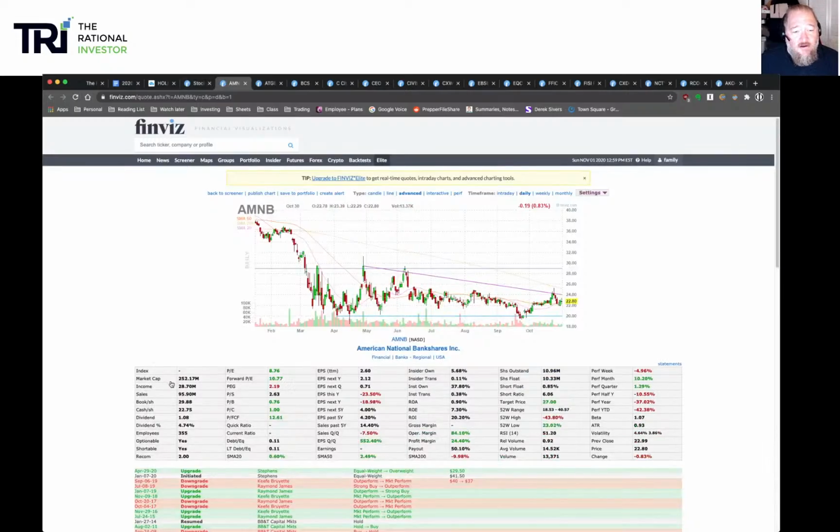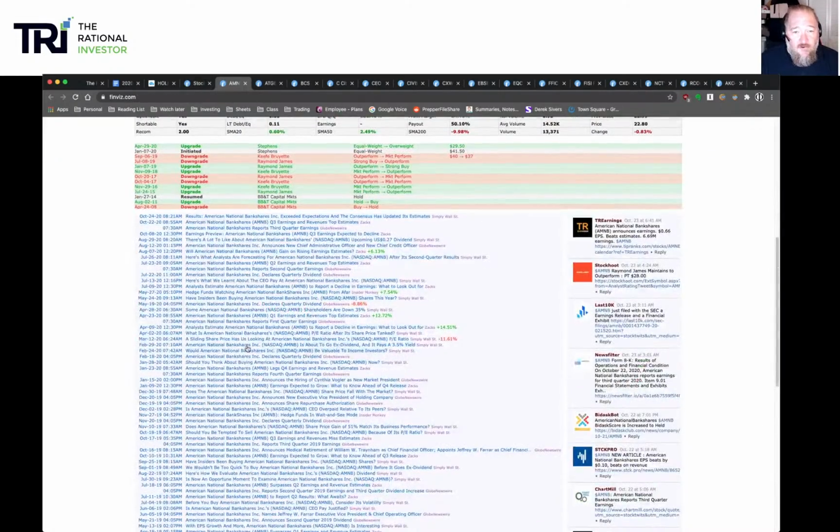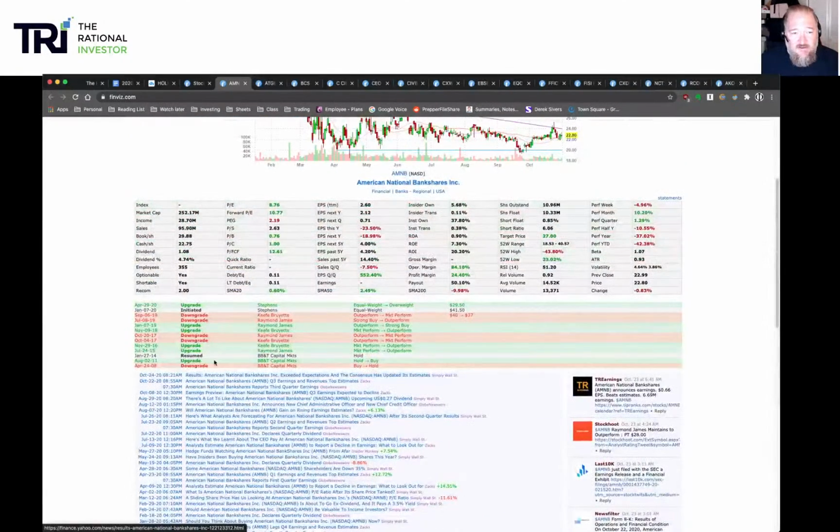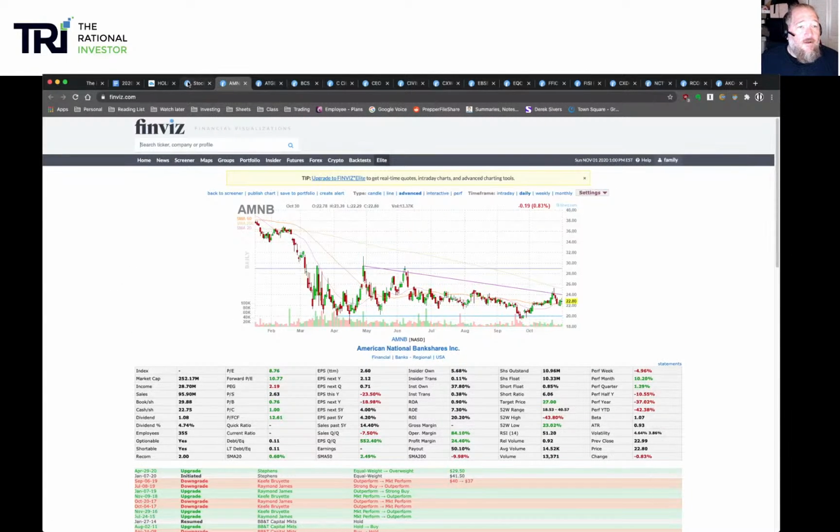Then I'll come in here. I'll look for the news for each of these things, right? That's why I use Finviz, because I can just look at the news aggregate here. Do I see anything that stands out? I'm going to look at the last month or so, right? That's going to help me wheedle out some other things, right?